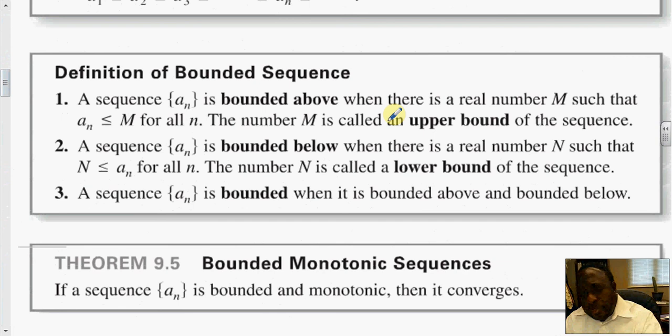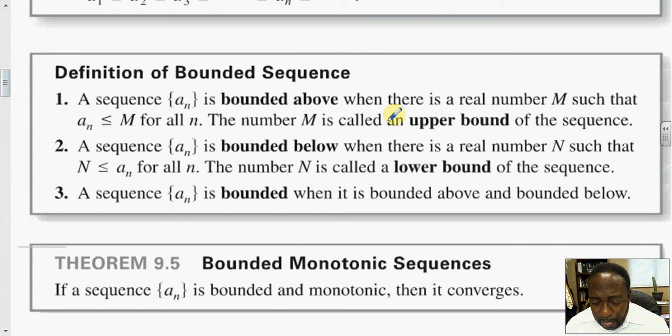Or you could have the other way. The sequence could be bounded below, when there is some number we call capital N. It doesn't matter about M or N, just to distinguish between the upper bound and the lower bound. In analysis, we call the upper bound the supremum, and the lower bound the infimum. Anyway, the lower bound is said to be some real number, capital N, such that N is always less than or equal to a sub n, the sequence values, for all n. The sequence is said to be bounded if it's bounded above or if it's bounded below. Just one is sufficient, so it doesn't have to have both for the sequence to be bounded.